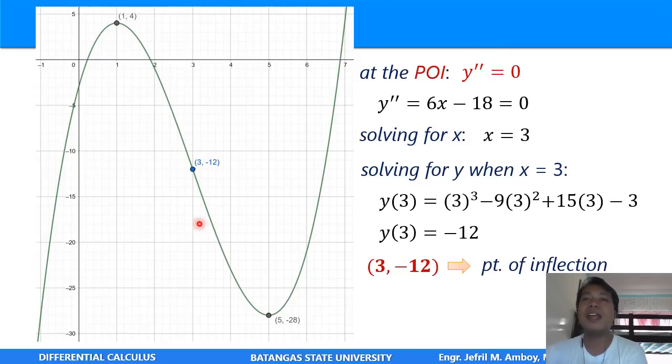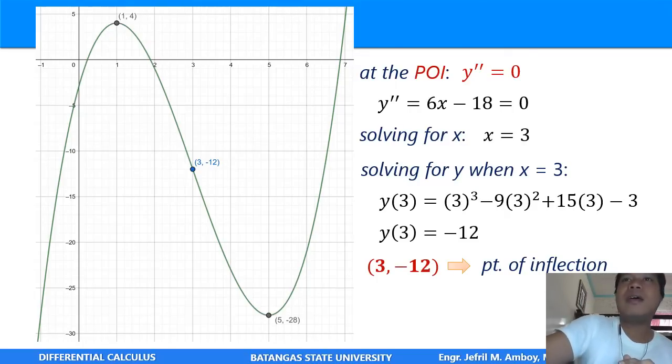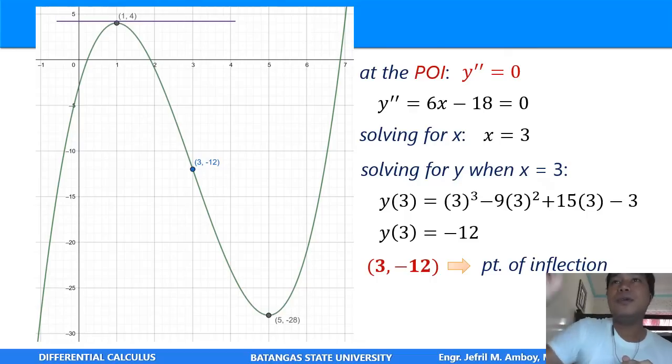Okay? So, kapag nilagyan natin yan ng tangent line, anong itsura ng tangent line? Again, at the point of inflection, gamitan natin ito ng pen. So, violet yung color. Halimbawa, lalagyan ko siya ng tangent line. Ayun. So, horizontal yung tangent line mo doon.